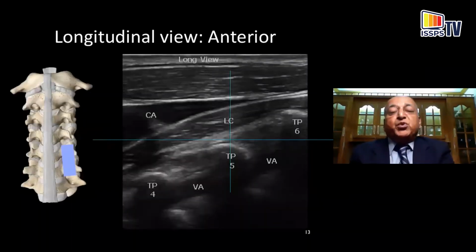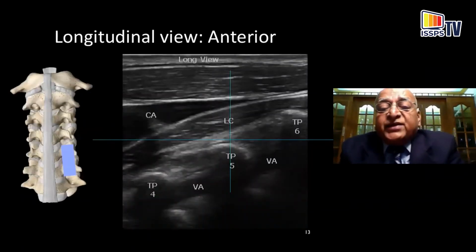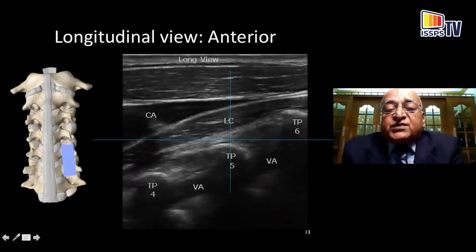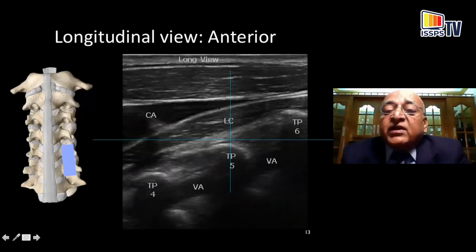If I were to move from the lateral side anteriorly, this is the view that you're going to see, where you're looking at some of the transverse processes, the pillars of the transverse processes. You can also see the vertebral artery between the transverse processes, and the muscles in front of it would be the longus colli, depending on where it is, longus colli capitis, as well as the carotid artery.